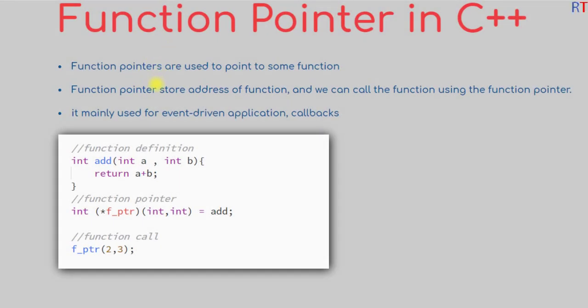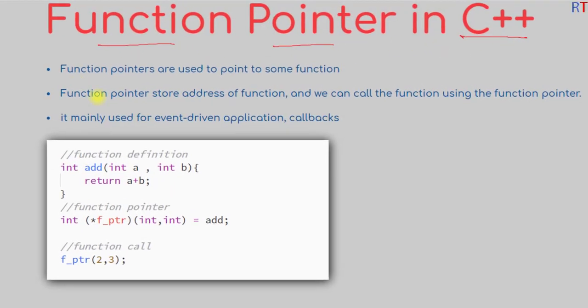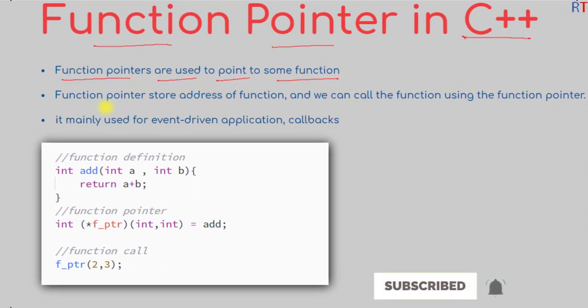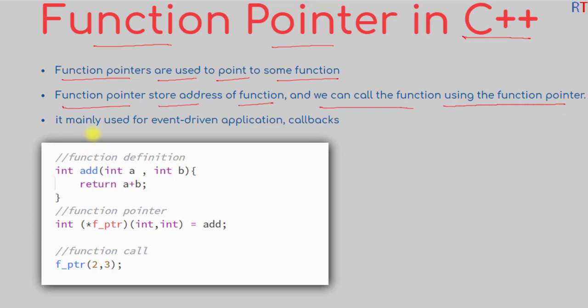Hey, what's up guys? In this video we're going to talk about function pointers in C++ programming. Function pointers are used to point to some function. A function pointer stores the address of a function, and we can call the function using the function pointer. Function pointers are mainly used for event-driven applications and callbacks.